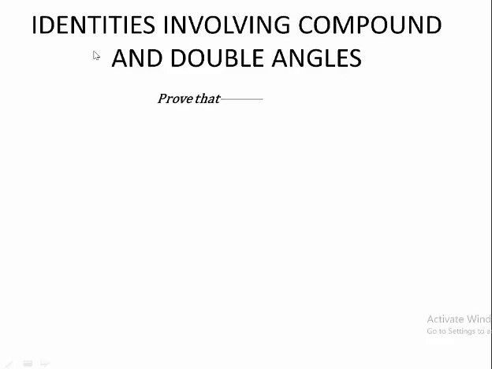Prove that sine 2x over 1 plus cos 2x is equal to tan x. Just note that when solving the left-hand side in this case, your double angle for sine 2x will be 2 sine x cos x.